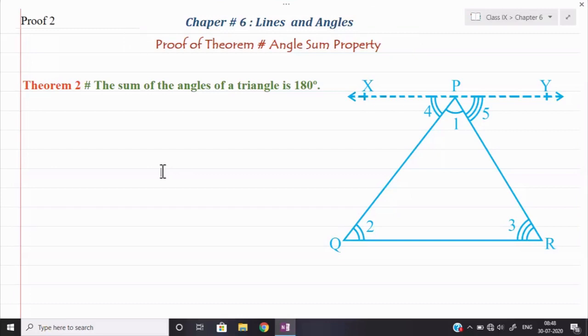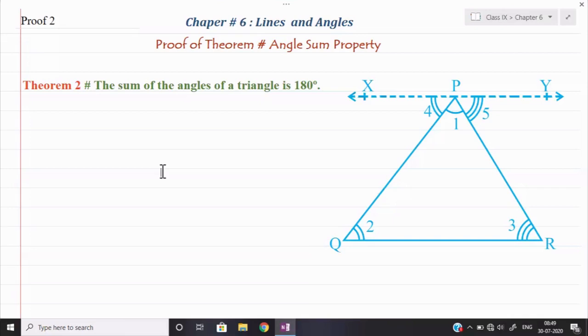You are looking in the figure, one triangle is there, triangle PQR, and you are looking at the three interior angles of the triangle, that is angle 1, angle 2 and angle 3. So the angle sum property says the sum of the interior angles of a triangle is always 180 degrees. So the basic task in this question is we have to prove that 1 plus 2 plus 3 is equal to 180 degrees. Okay, it is required to be proved, and what we have been given here is simply one triangle PQR and 1, 2 and 3 are its interior angles.